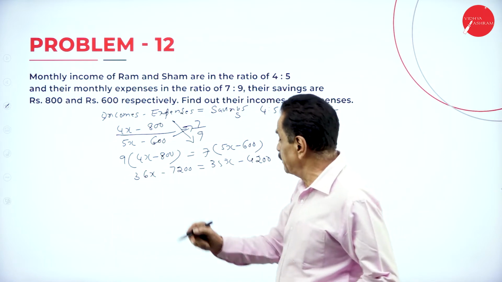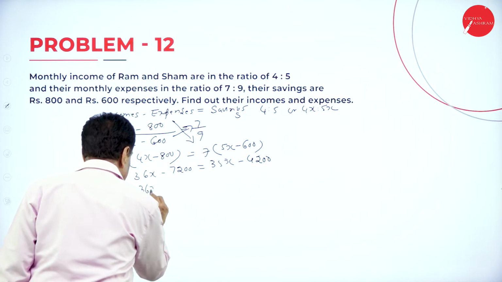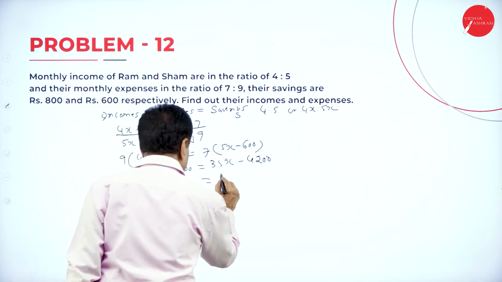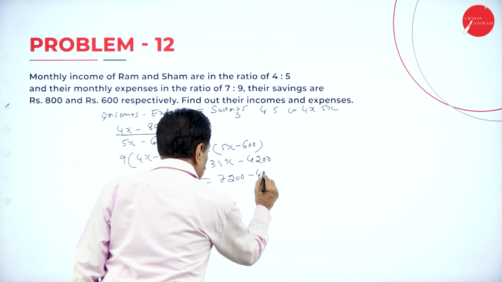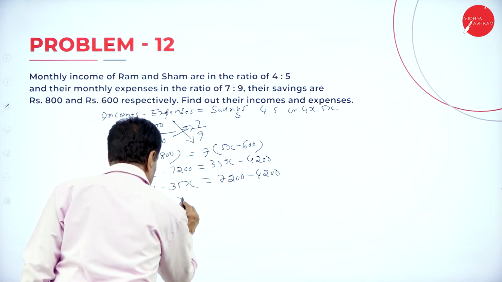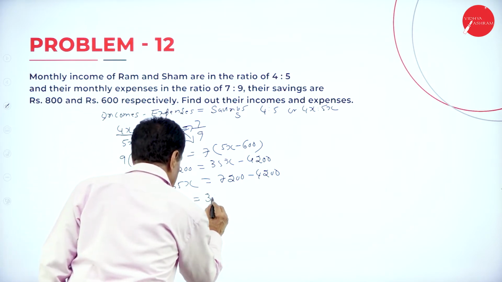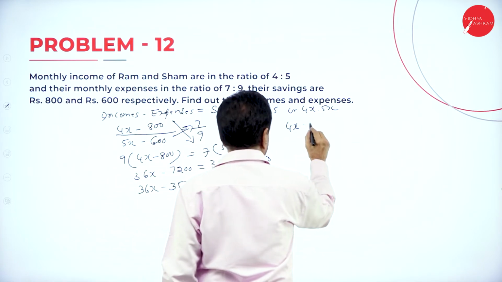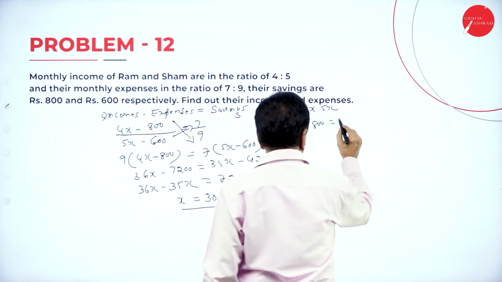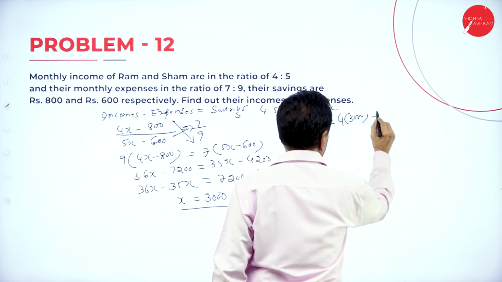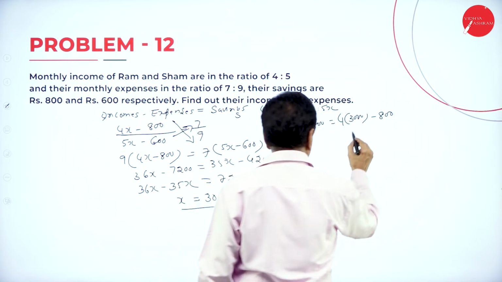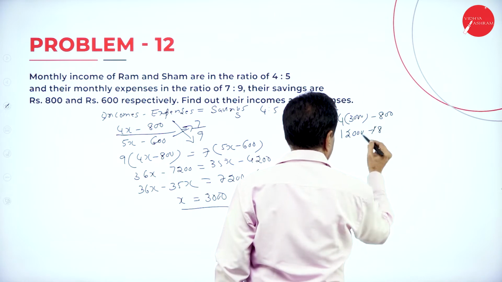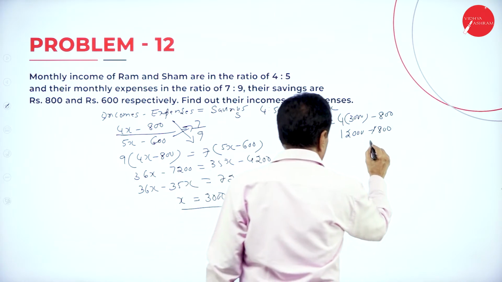You take the x that side: 36x minus 35x. You take the 7,200 that side: 7,200 minus 4,200. So x is equal to 3,000. Apply here: 4x minus 800 is equal to 4 into, what's your x value? X value is 3,000. 12,000 minus 800 is 11,200.